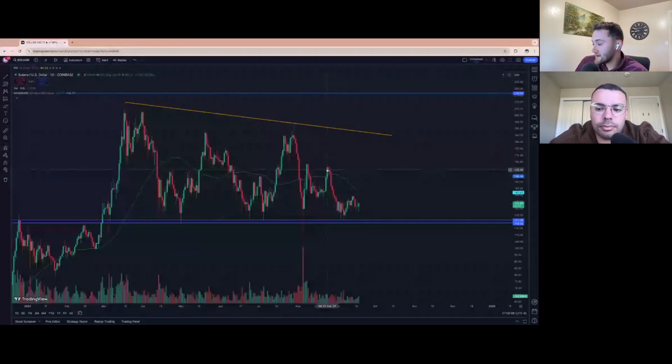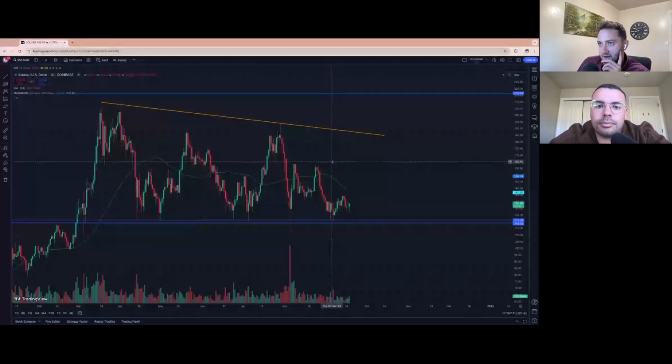Some other things that we can see here: this is the 50 and 200 day moving average. What's really interesting is the 50 actually just crossed over the 200, which is what they call a death cross. So just be wary, specifically from a chart and TA perspective, that typically means a breakdown.